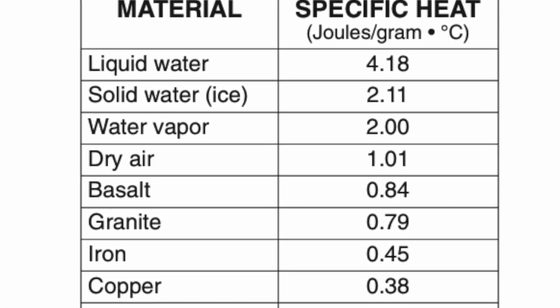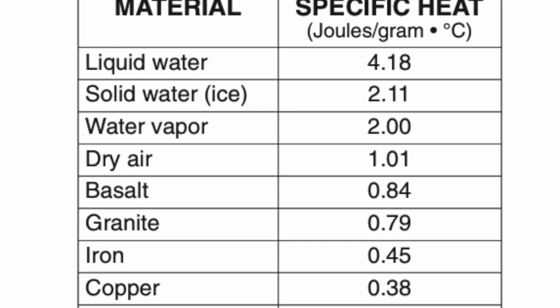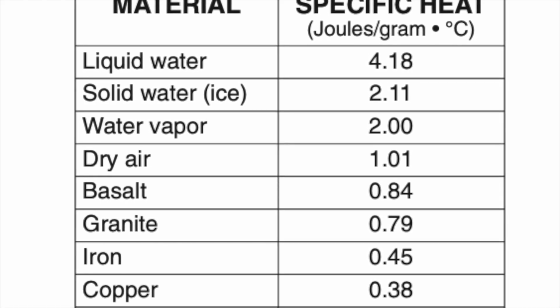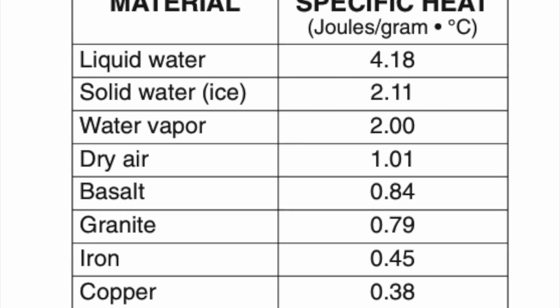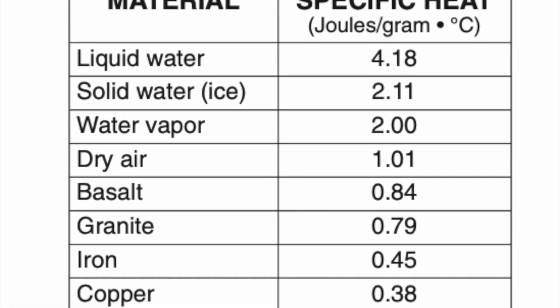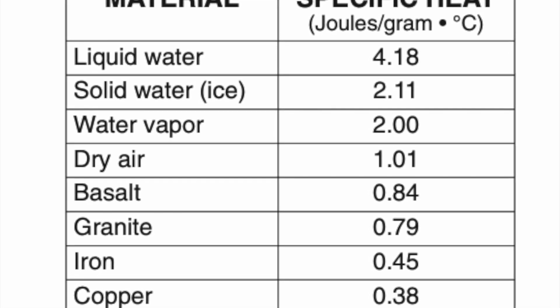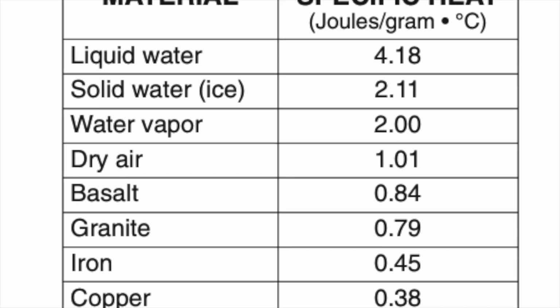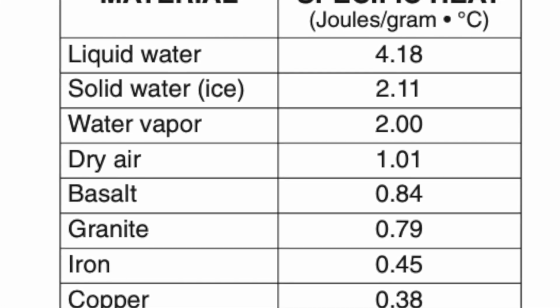What you'll see is a list of materials on the left-hand side and the specific heat on the right-hand side. The specific heat indicates how much energy it takes for 1 gram of the substance to raise 1 degree Celsius, and is listed in order from the highest specific heat down to the lowest specific heat.